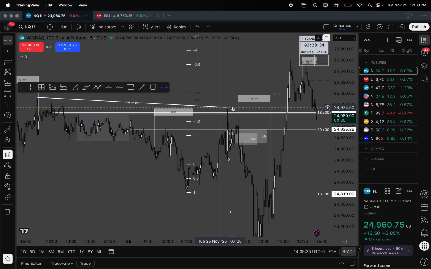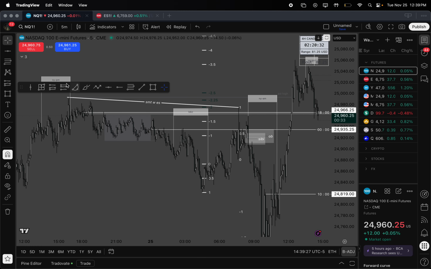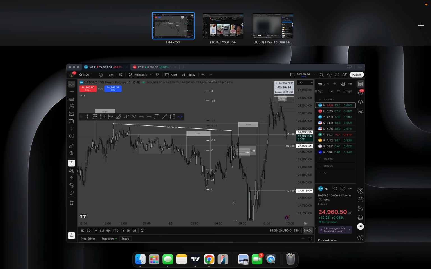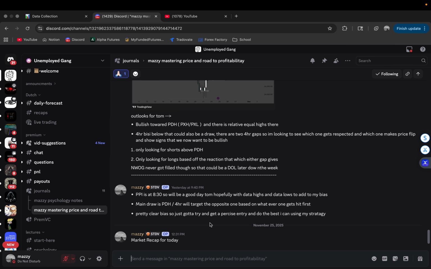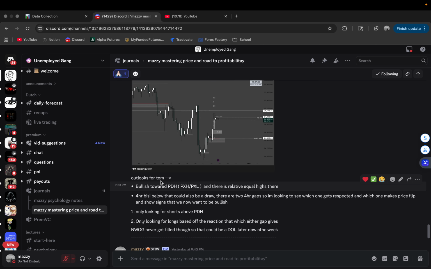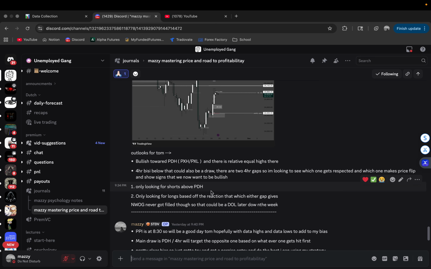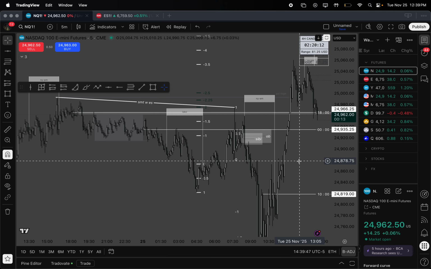Which we then give SMT with previous day high. And previous day high was my initial draw coming into last night. So yeah, Alex Romero, bullish shorts. Previous day high, 4 hour BC below. That could be the draw, which we get tapped. Which got tapped. Literally just played out how I wanted it to, pretty much.